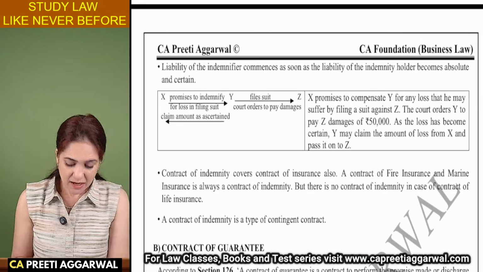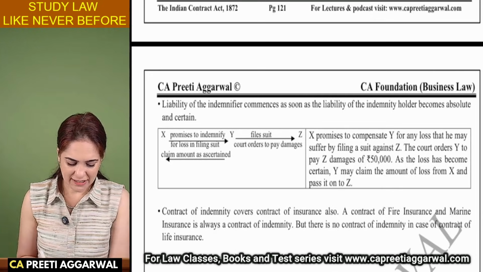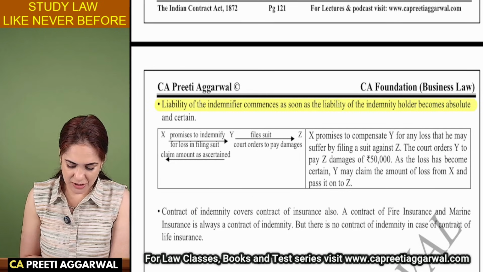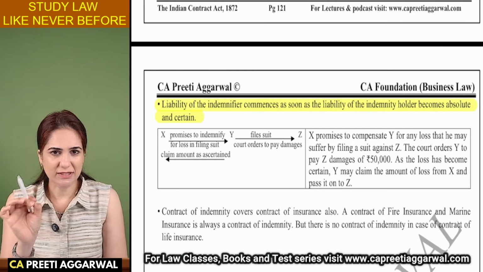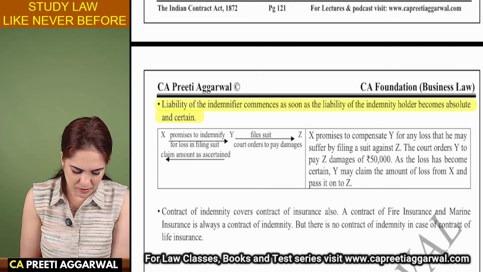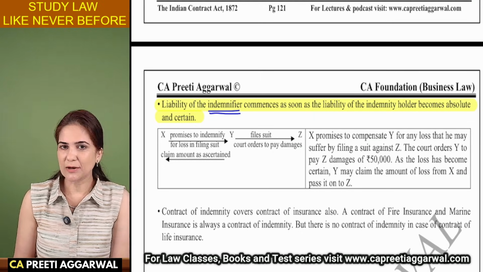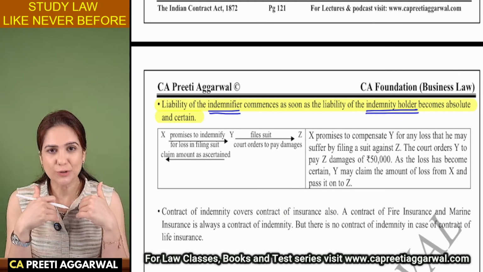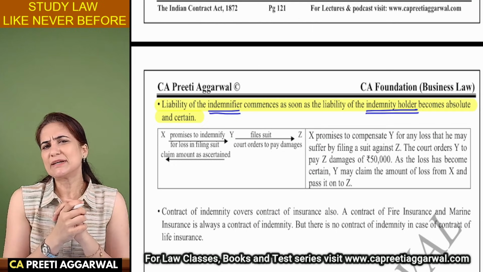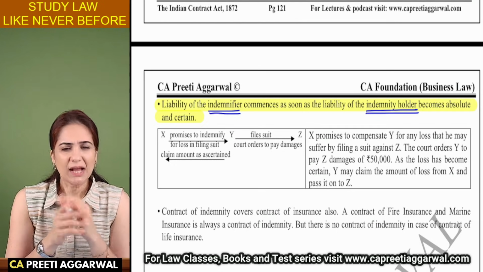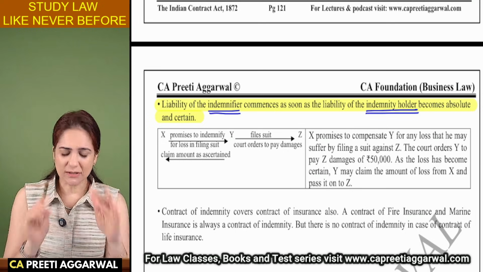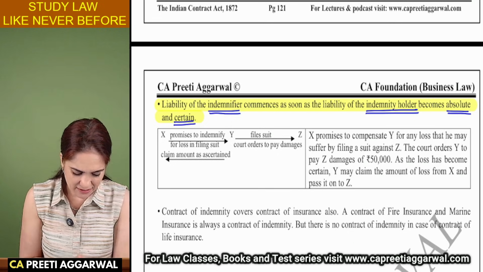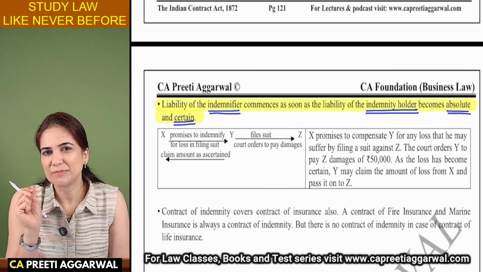This is very interesting. When does the liability of the indemnifier commence? The liability commences as soon as the liability of the indemnity holder becomes absolute and certain. Now, who is an indemnifier? He is the person who promises to make good the loss. Indemnity holder is the person whose loss is being made good. Absolute means I know the exact amount and it becomes very certain. That is the time when the liability of the indemnifier commences.